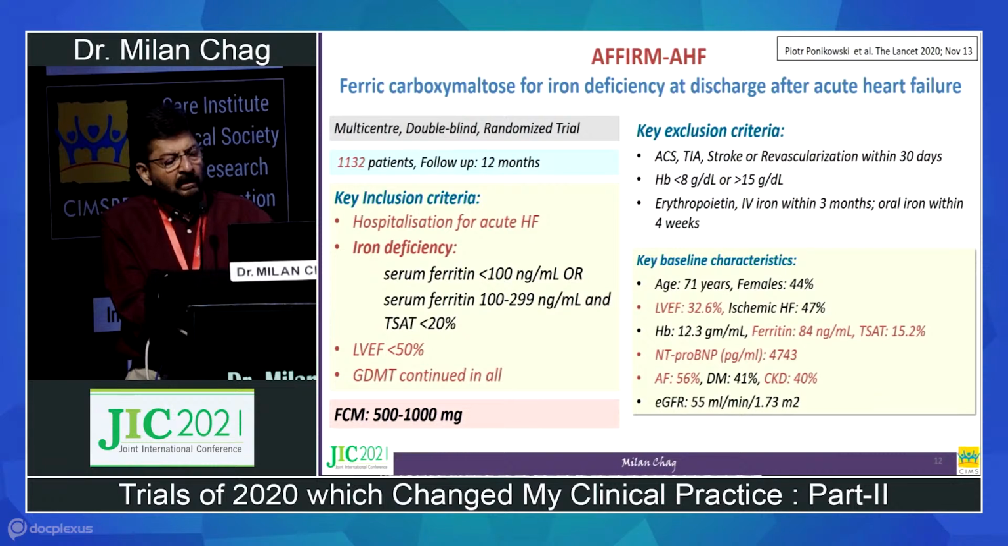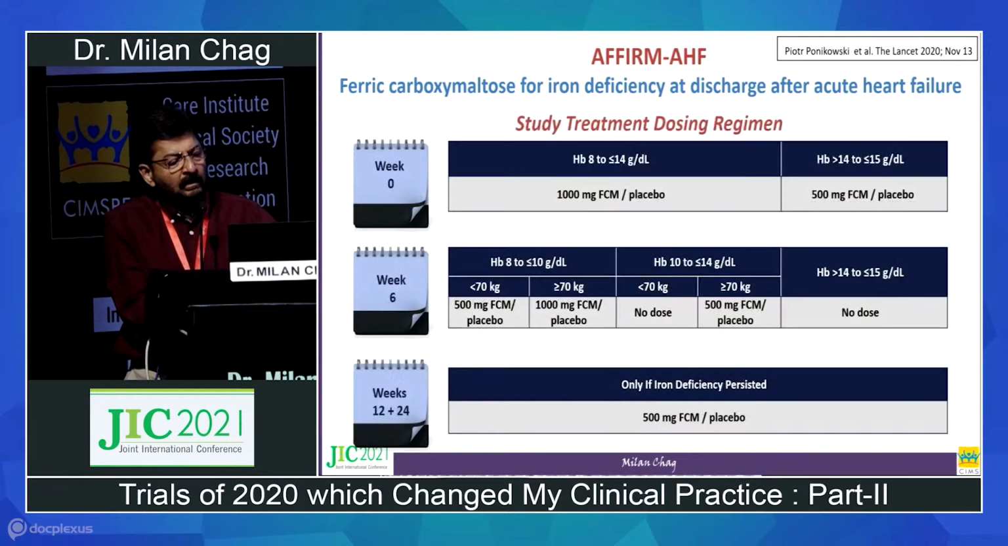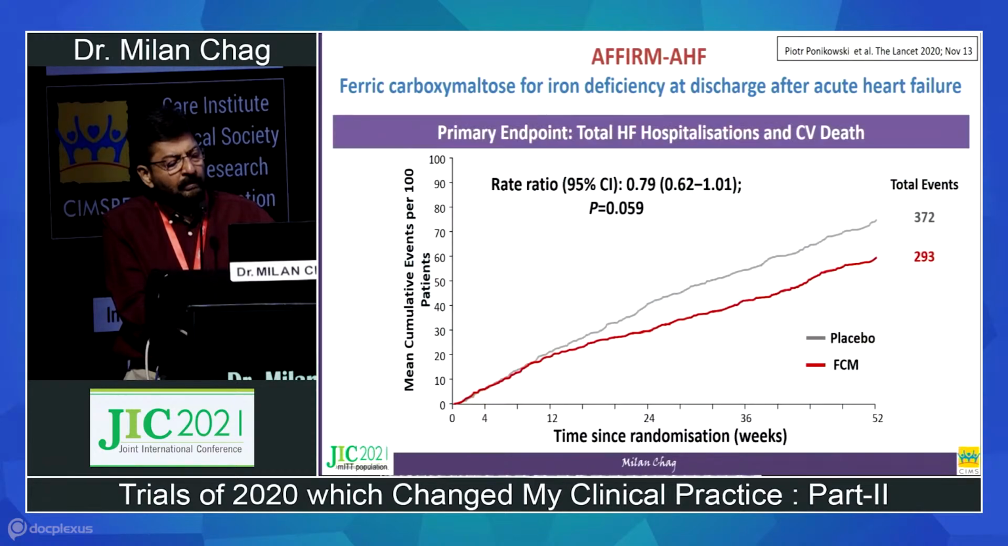Again, see the key baseline characters. Ejection fraction was 32%, NT-proBNP was 4000 plus, 56% were in AF, so very sick patients. Dose was on day zero, which means first week it was 1000 milligram, and after 6 weeks, if HB was still low, they were given additional 500 milligram. What was the primary outcome?